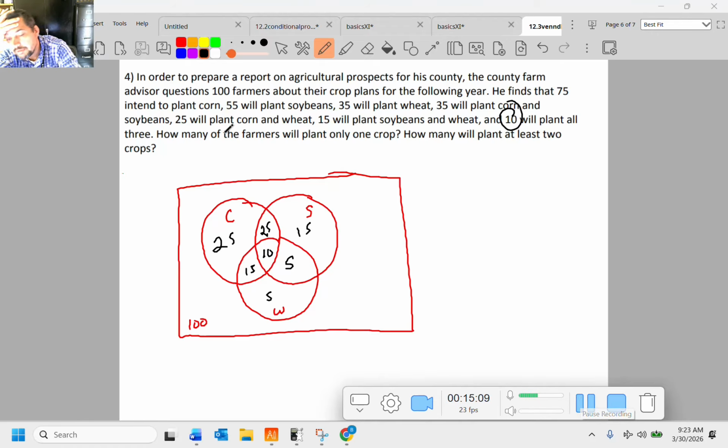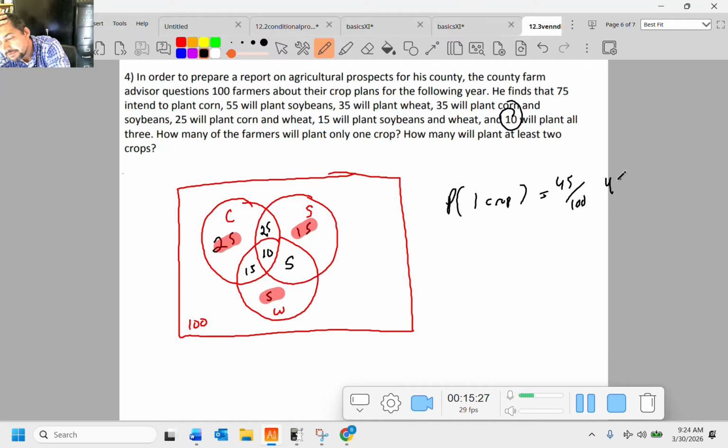Anyways, on to the questions. How many of the farmers will plant only one crop? Well, that would be these guys right here, where there's no overlap. So the probability of one crop is 45 in 100, or 45%. The probability of at least two, that means 2 and 3. At least 2, 2 and 3. All those numbers right there.